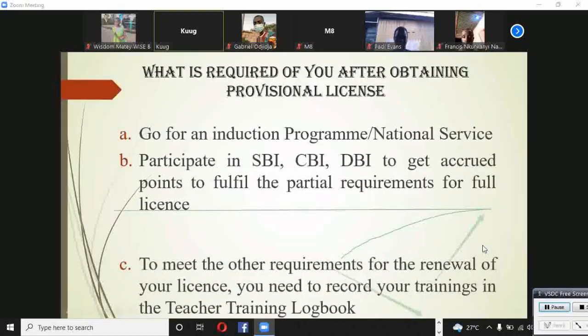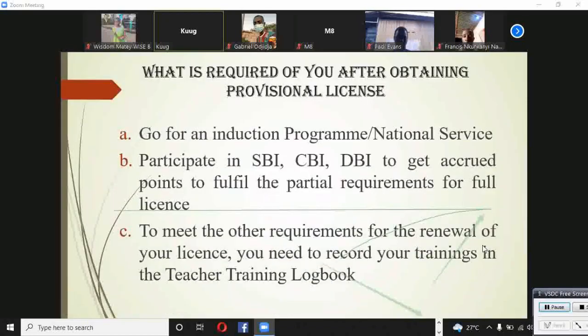To meet other requirements for the renewal of your license, you need to record your trainings in the teacher training logbook. So NTC has a teacher training logbook which is available on our portals. So you are expected to record all the training sessions, the trainings you attend, and other activities, be it CBI, be it SBI, or DBI, in the training logbook.